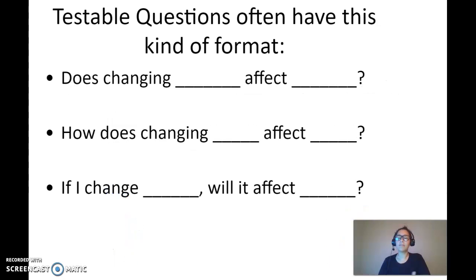So here are some types of testable questions. Does changing the blank affect blank? How does changing the blank affect blank? If I change blank, will it affect blank? Here's where I recommend that you guys write down these 3 format questions before you go into your quiz. This is where you should be in your guided notes so that when you have to either revise or make up your own, it will be much easier for you.